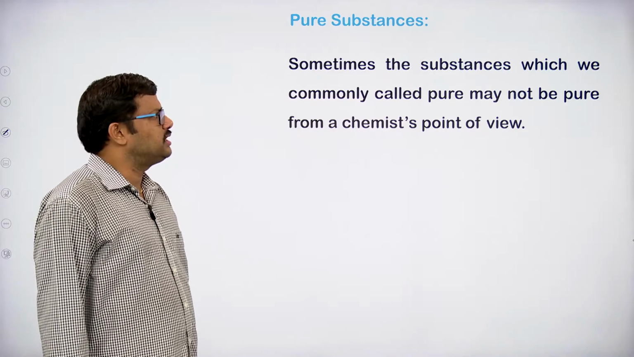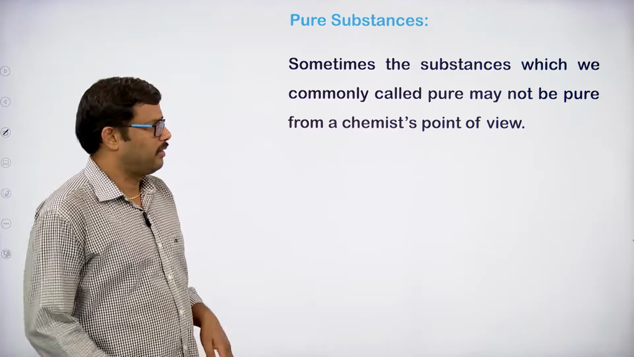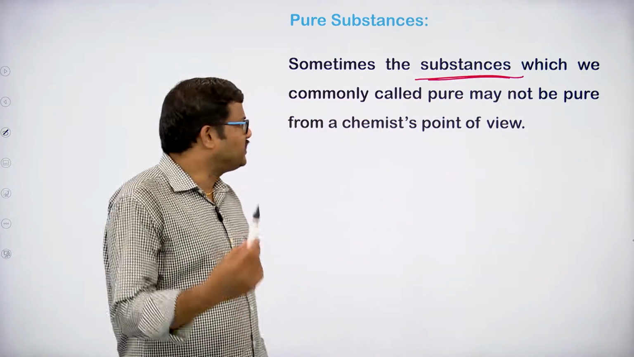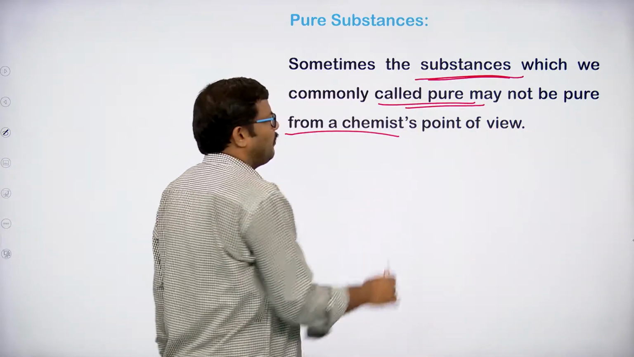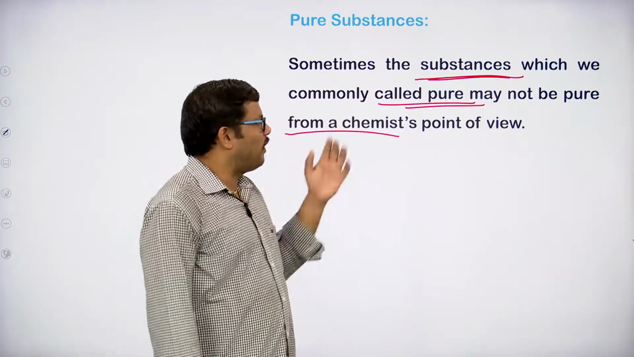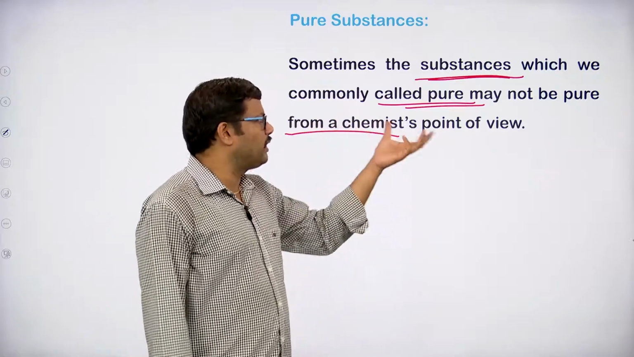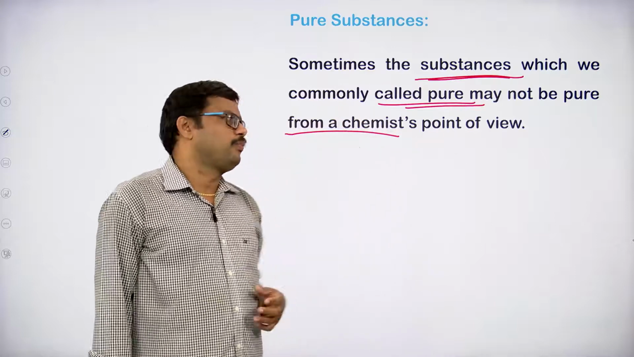Sometimes the substances which we commonly call pure may not be pure. Just observe the statement: substances which are commonly called pure may not be pure from a chemist's point of view. So when a chemist looks at these compounds, what happens? He says that they are not pure. Of course, you may think that they are pure substances, but they are not.